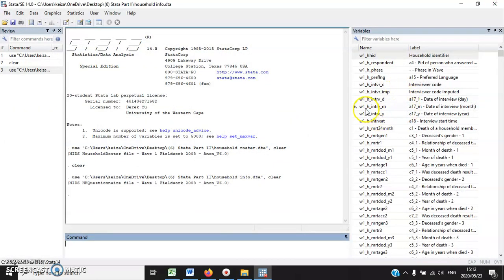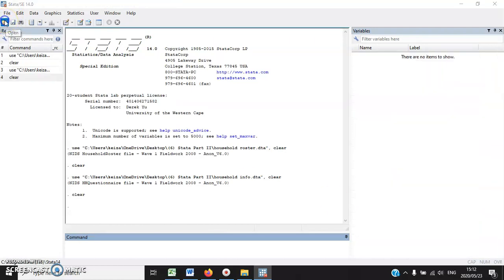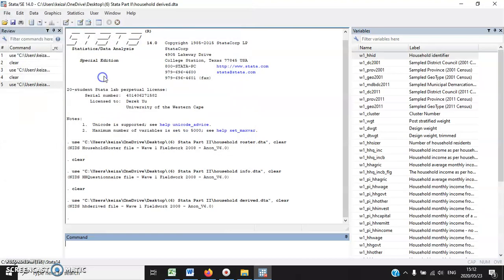And then look at the way the variables are named, again starting with W1, then you see the letter H. So it gives you a hint that these are the variables coming from the household questionnaire. Okay, next one. Household derived.